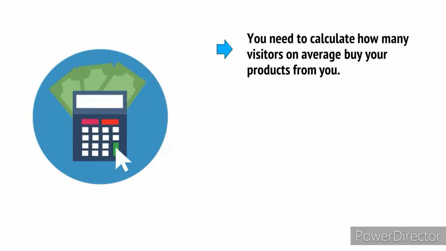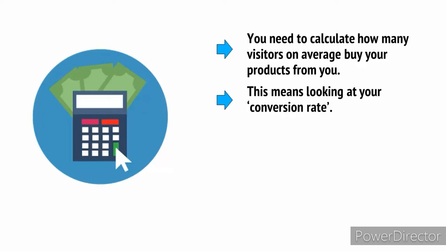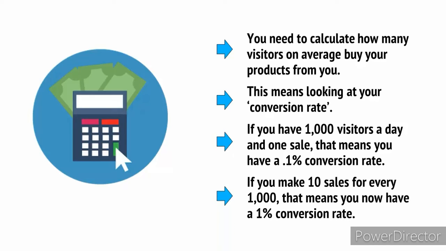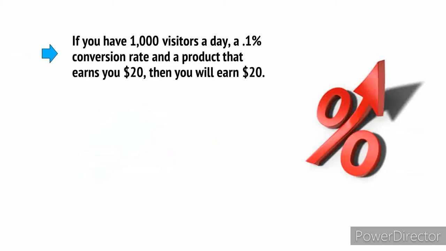So here you need to calculate how many visitors on average buy your products from you. This means looking at your conversion rate. If you have 1,000 visitors a day and one sale, then that means you have a 0.1% conversion rate. If you make 10 sales for every 1,000, then that means you now have a 1% conversion rate. This can tell you how much you're earning in a day. For example, if you have 1,000 visitors a day, a 0.1% conversion rate, and a product that earns you $20, then you will earn $20.